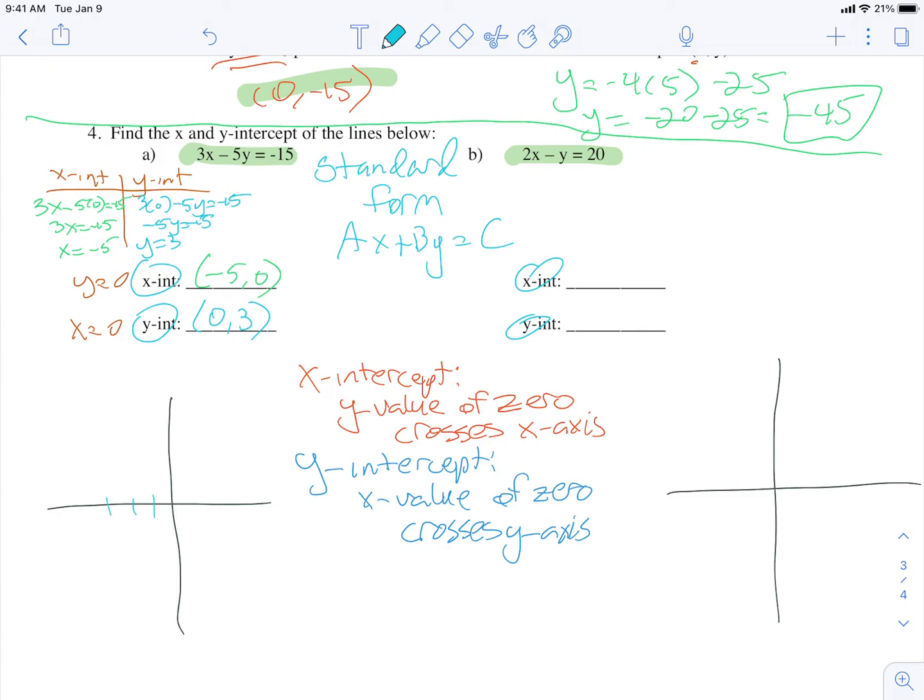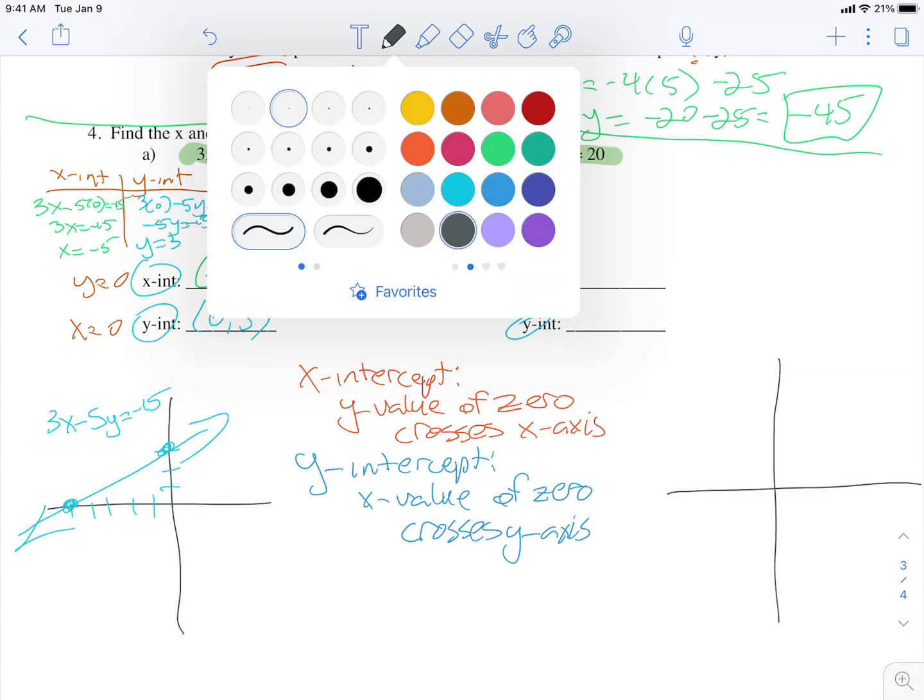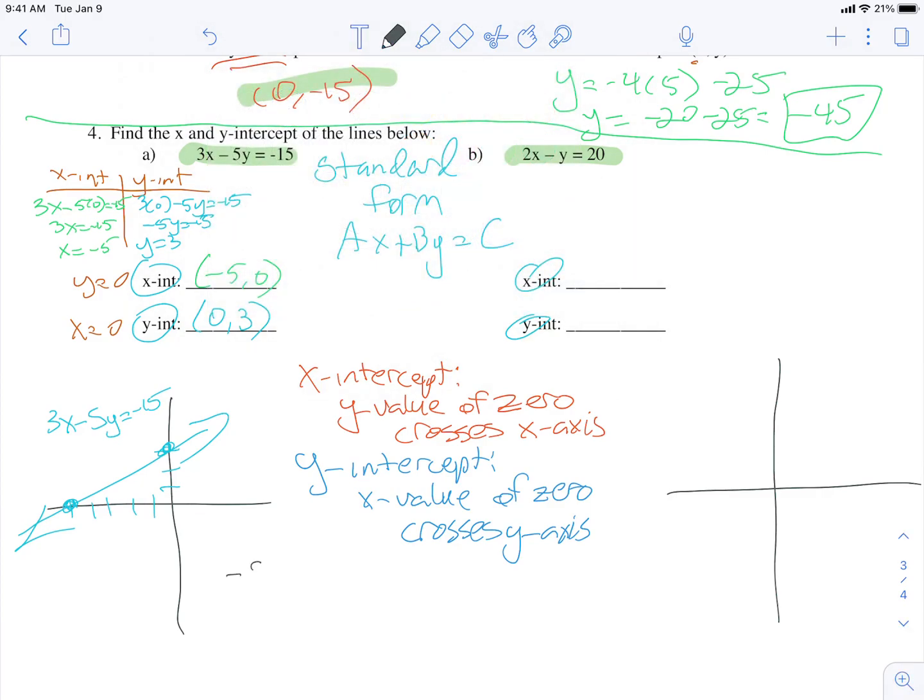And now to plot this, I just plot these points on the respective axes. So 1, 2, 3, 4, 5. 1, 2, 3. And there's my line. And this is the line 3x minus 5y equals negative 15. So you could solve for y, right? I'll show you that. So that would be negative 5y is equal to negative 3x minus 15. Divide by negative 5. Y is equal to 3/5 x plus 3. And you see, plus 3, 0, 3. You see that, right? But you don't have to.